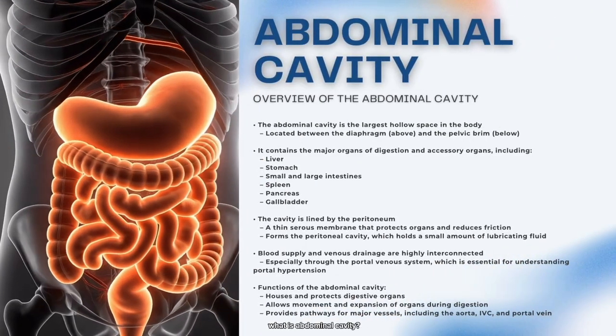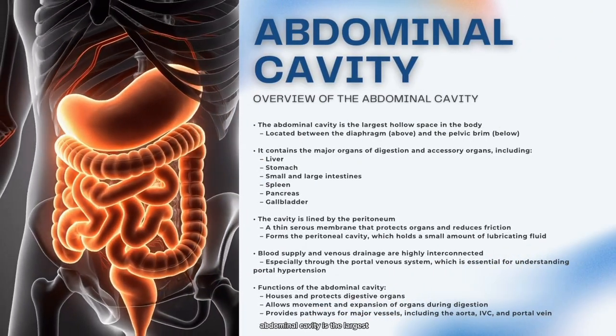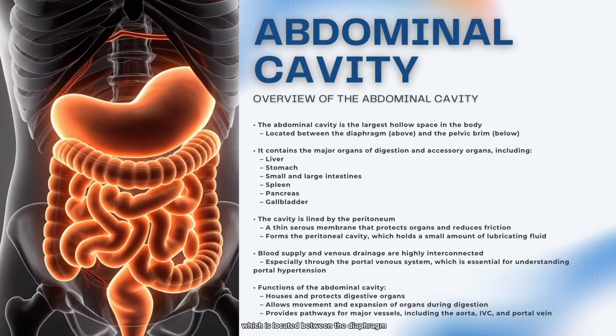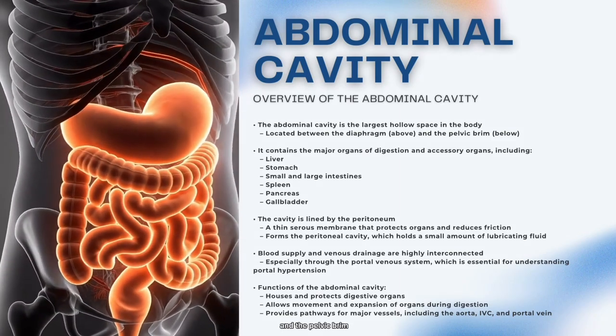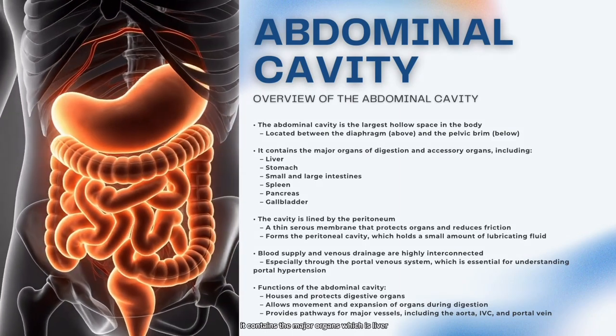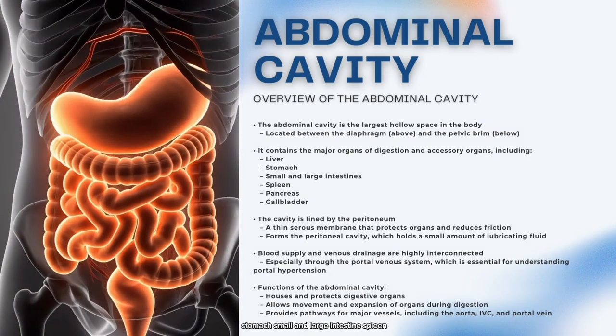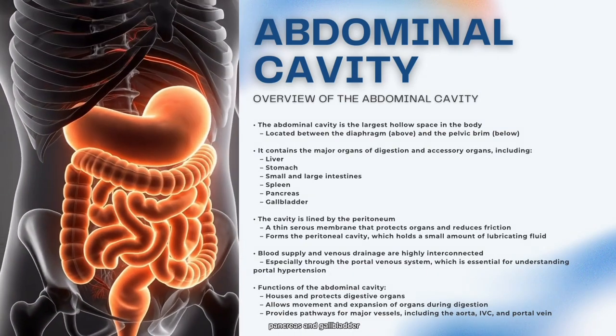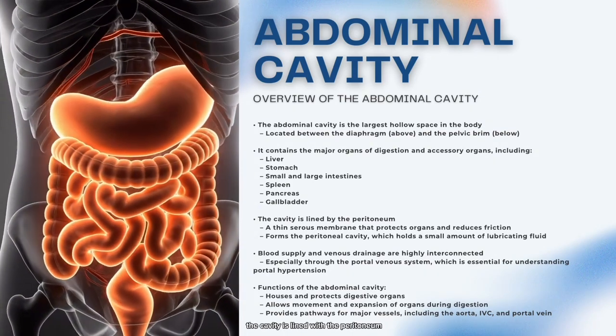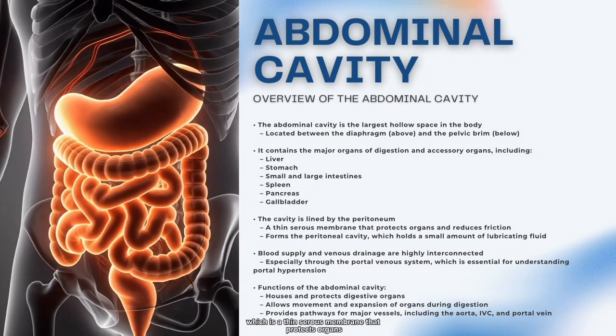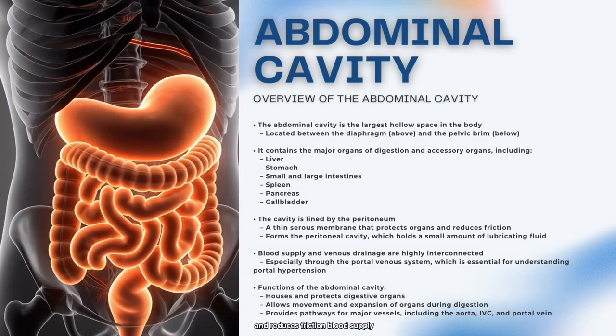What is the abdominal cavity? The abdominal cavity is the largest hollow space in the body, which is located between the diaphragm and the pelvic rim. It contains the major organs, which are the liver, stomach, small and large intestine, spleen, pancreas and gallbladder. The cavity is lined with the peritoneum, which is a thin serous membrane that protects organs and reduces friction.